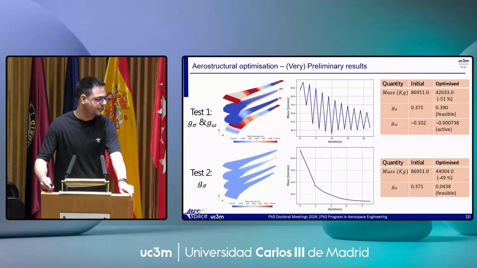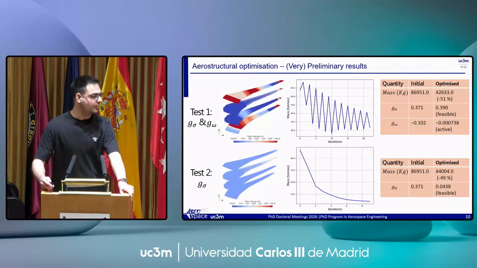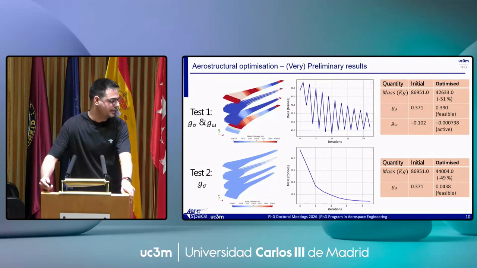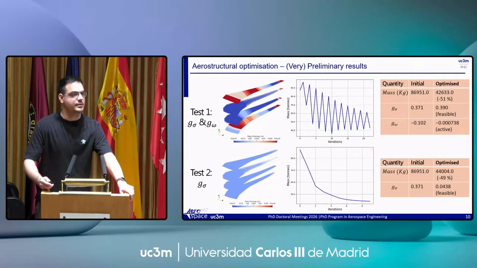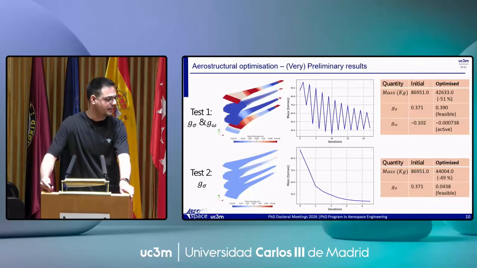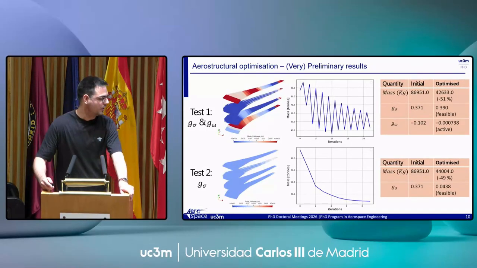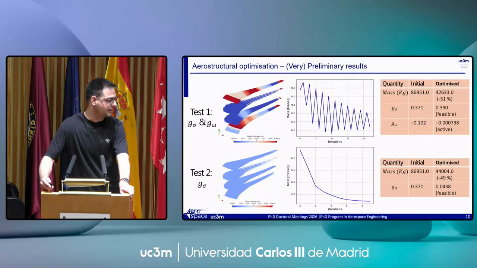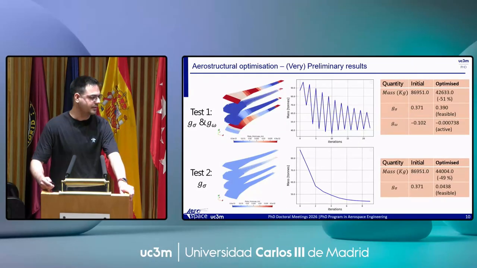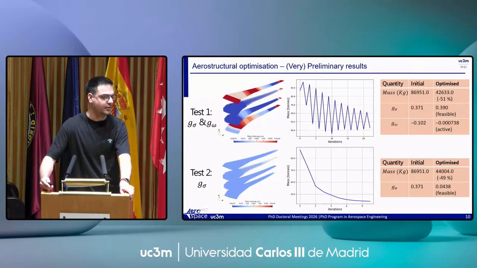I've only recently started to get some results that are quite premature. In test one, we consider the stress and the frequency constraints together. The mass has this oscillating behavior, probably because of a problem of swapping of the frequencies, while the second test went better, even if basically all the variables got to the lower bound.